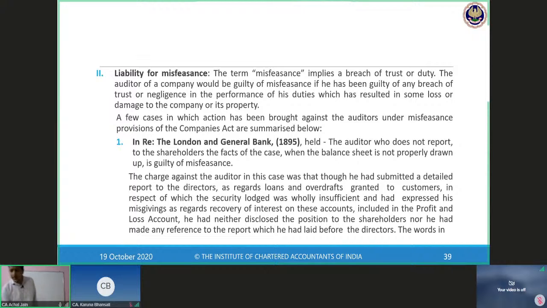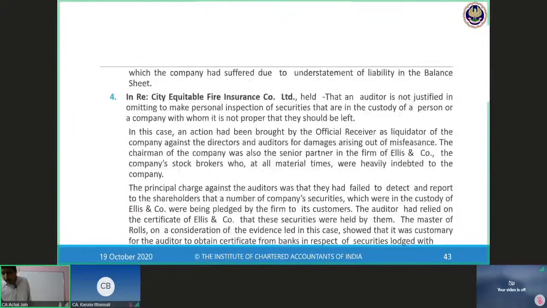What does it mean? Misfeasance implies breach of trust or duty, which is very importantly required to be maintained by the professional or by the auditor. The auditor of the company would be guilty of misfeasance if he has been guilty of any breach of trust or negligence in the performance of his duties, which has resulted in some loss or damage to the company or its property. Therein again the auditor would be held liable for any of such matters.